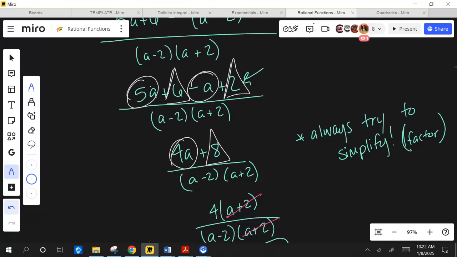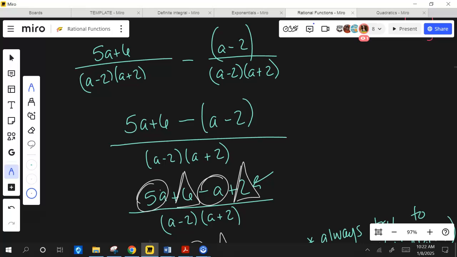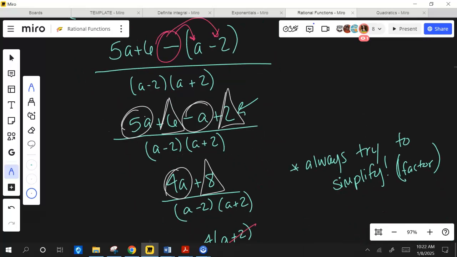Wait, I do got a question. How'd you, it was a minus 2, but then we changed it to a plus. Because it was subtracting. So what I did was I took that negative and I distributed through here. What else? I'm glad y'all are speaking up because I want to know where y'all get lost in it.